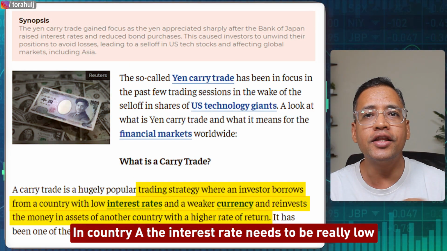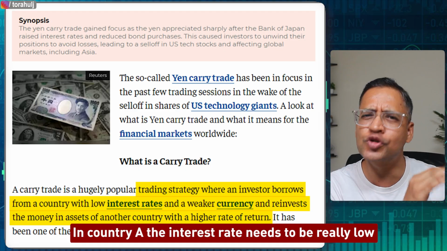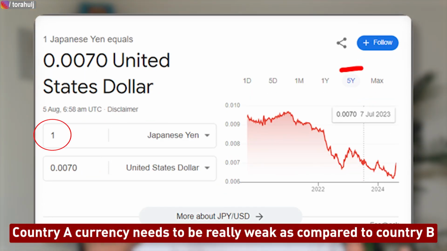Now for this concept of carry trade to work, country A and country B need to fulfill two key criteria. Criteria number one is that in country A, the interest rate, the borrowing rate, needs to be really low. And secondly, country A's currency needs to be really weak as compared to country B. If these two criteria are met, then the carry trade concept works beautifully for the combination of country A and B. Let me now prove this with some data for how it has worked out for Japan and US for the last 8 to 10 years.